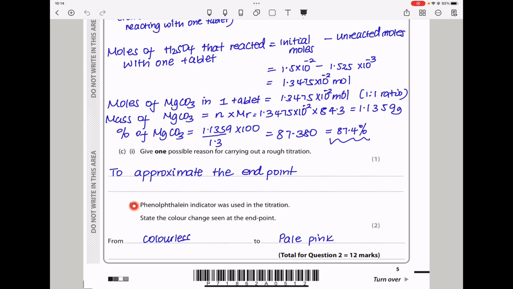And lastly here they say, phenolphthalein indicator was used in the titration. State the color change seen at the endpoint. Since we had the acid, which is sulfuric acid, in the conical flask, and the burette contains sodium hydroxide, it means phenolphthalein indicator in acid is going to be colorless, and at the end it's going to be pale pink. So that should be the answer. So this brings us to the end of question 2. Let's continue to question 3.